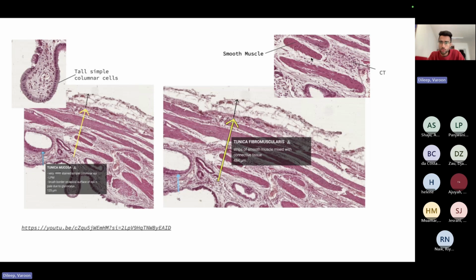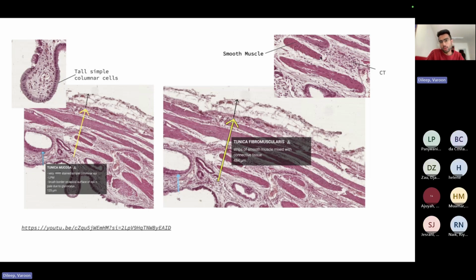Here I have a zoomed in screenshot of the slide. As you can see, this red part shows the smooth muscle. How do you know it's smooth muscle? Because you can see the nuclei are elongated or stretched. That's why you know this is smooth muscle. And the rest of this is the connective tissue.